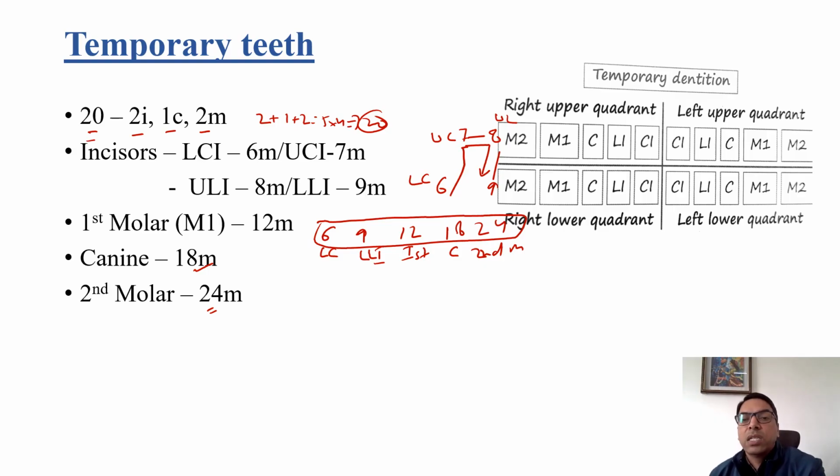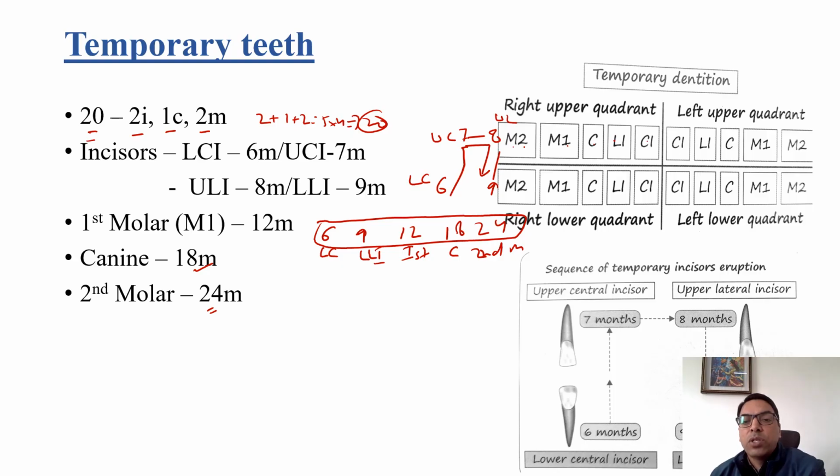Same here, the charting says the total number of temporary teeth in each jaw is 5: central incisors, lateral incisors, canines, first molar, second molar. 5 in number multiplied by 4, making it total 20. And the sequence of appearance for the incisors: first incisor to appear is central lower incisor at 6 months, then at 7 months central upper incisor, upper lateral incisor, followed by the lateral lower incisor at 9 months.